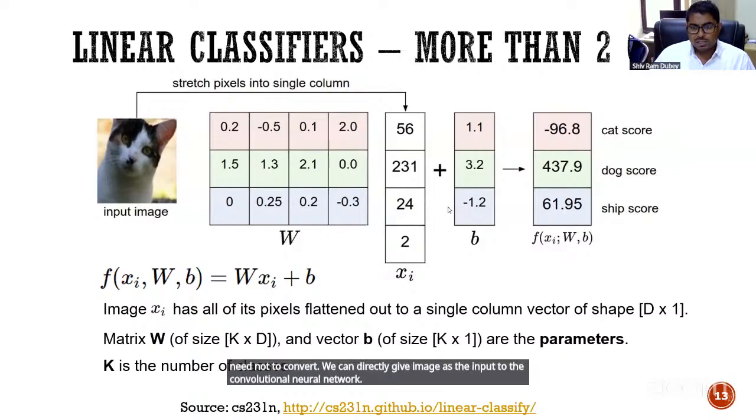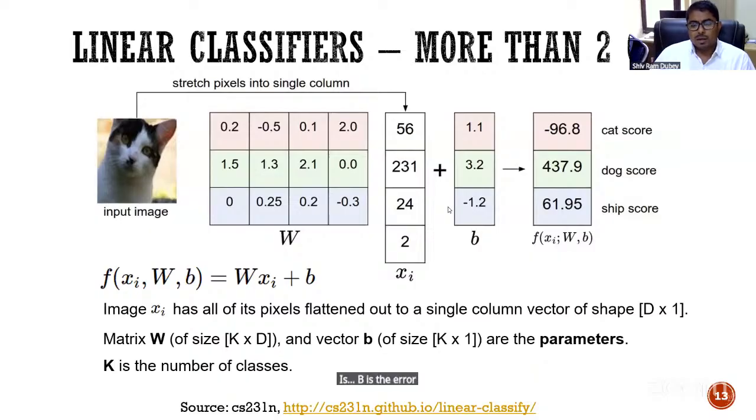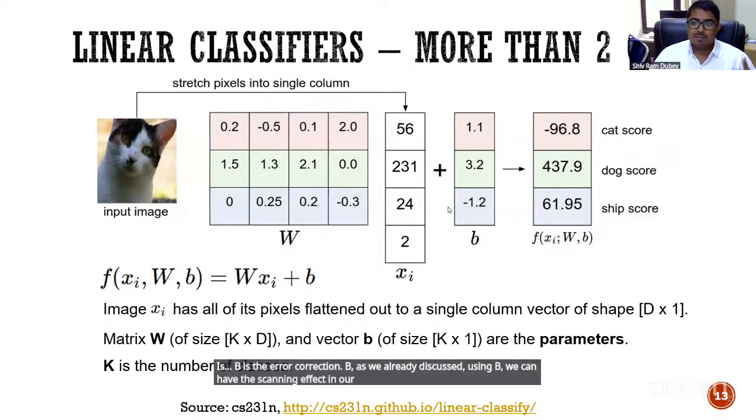Is b the error correction? As we already discussed, using b, we can have the shifting effect in our classifier such that we can have better generalizability of the models. And if you are aware of support vector machines, there we maximize the margin, which is actually very similar to what we are controlling using b here.